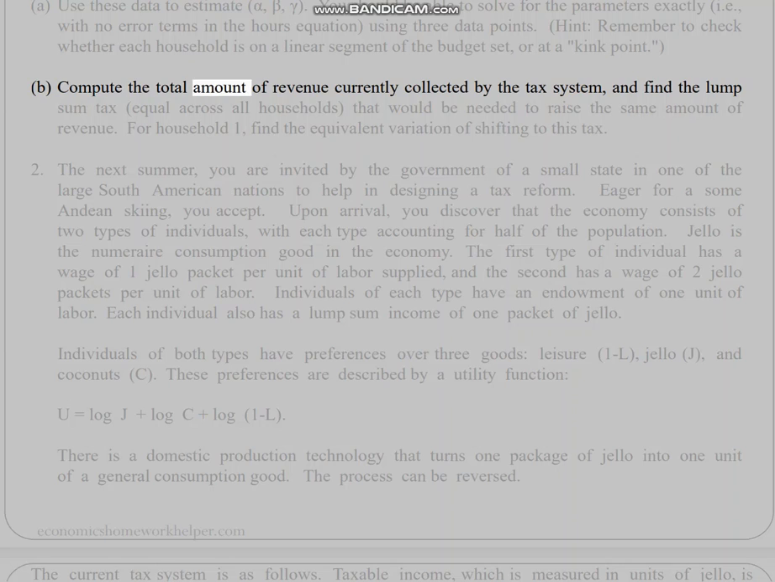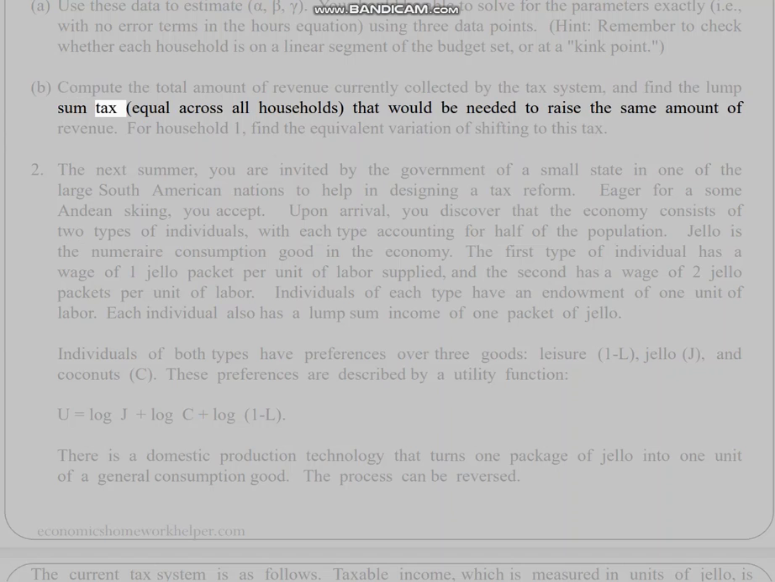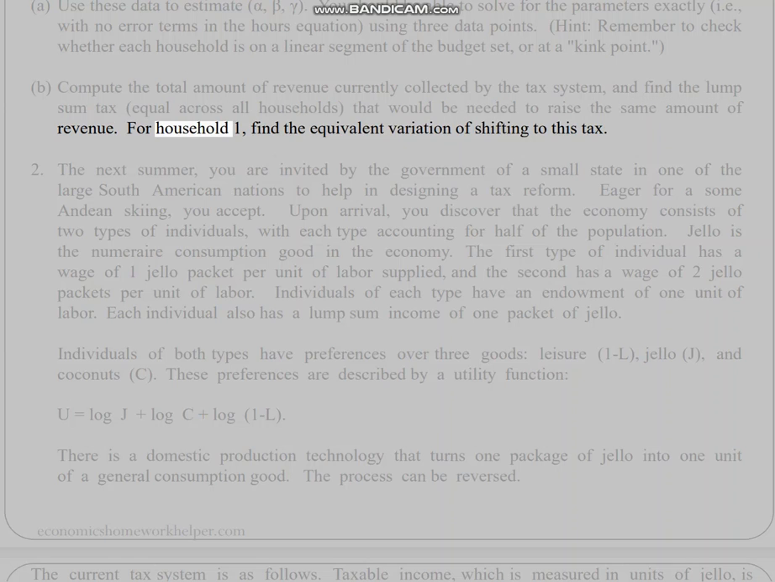B. Compute the total amount of revenue currently collected by the tax system, and find the lump sum tax, equal across all households, that would be needed to raise the same amount of revenue. For household 1, find the equivalent variation of shifting to this tax.